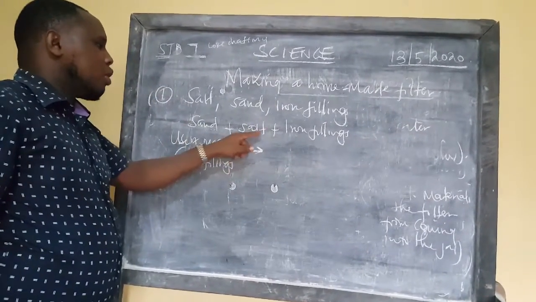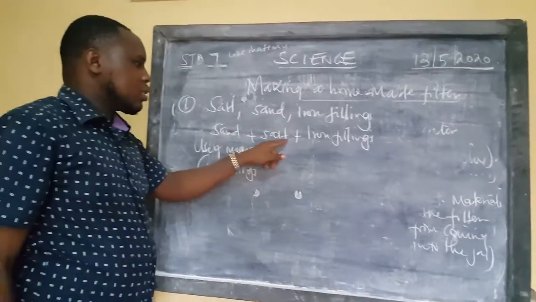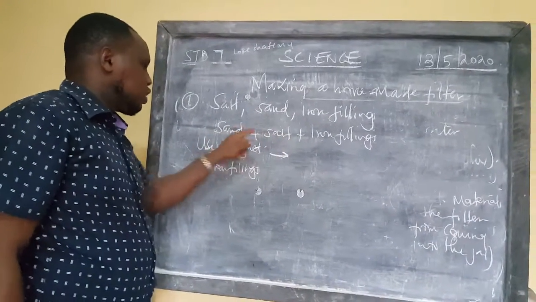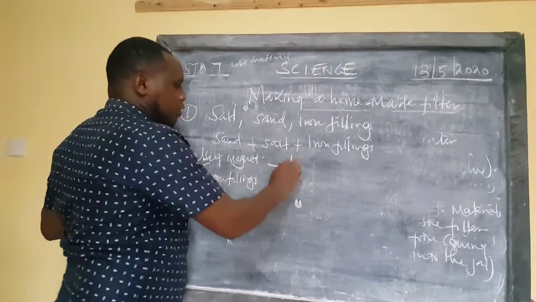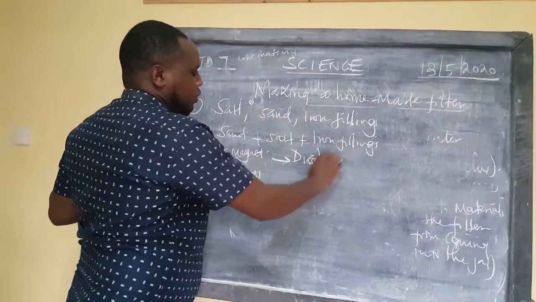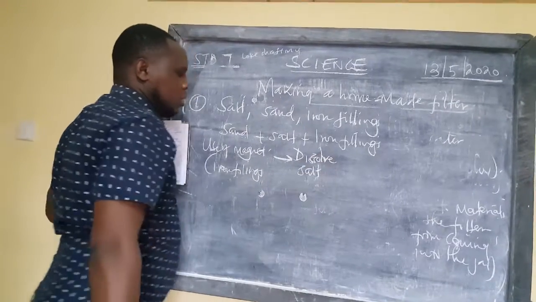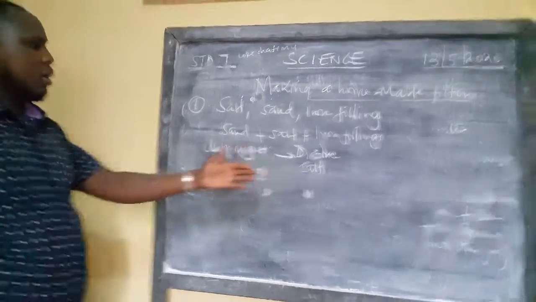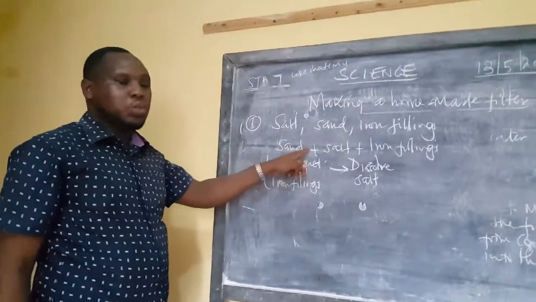Next step is to dissolve these, because salt is soluble in water. You add water to this mixture of sand and salt. So the next one is dissolve the salt. That is adding water. After adding water, you get a salt solution.